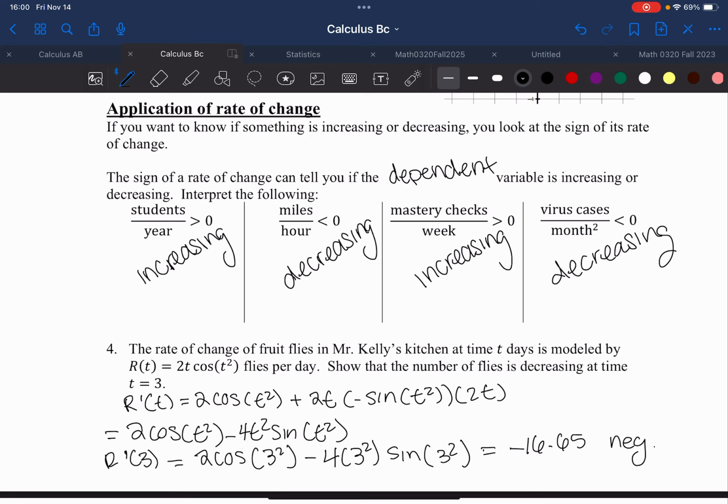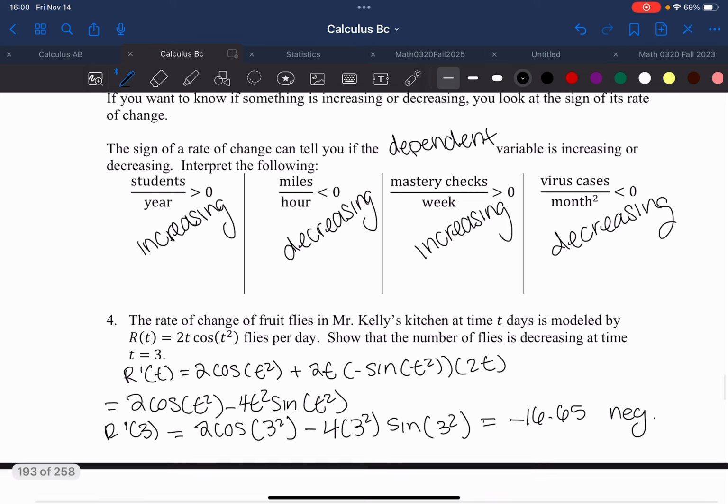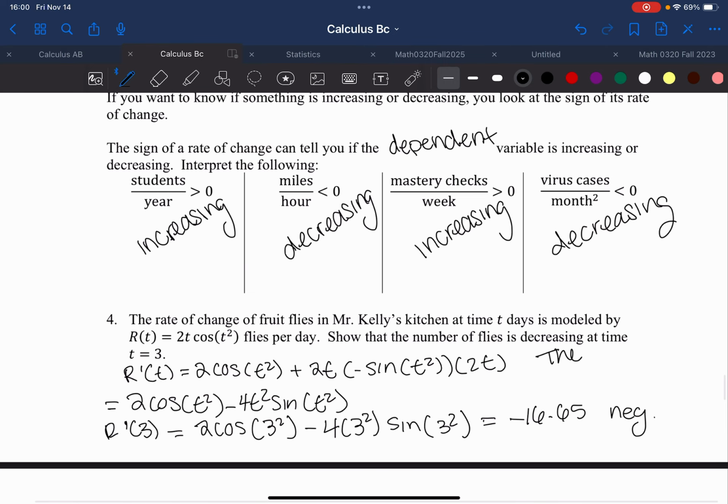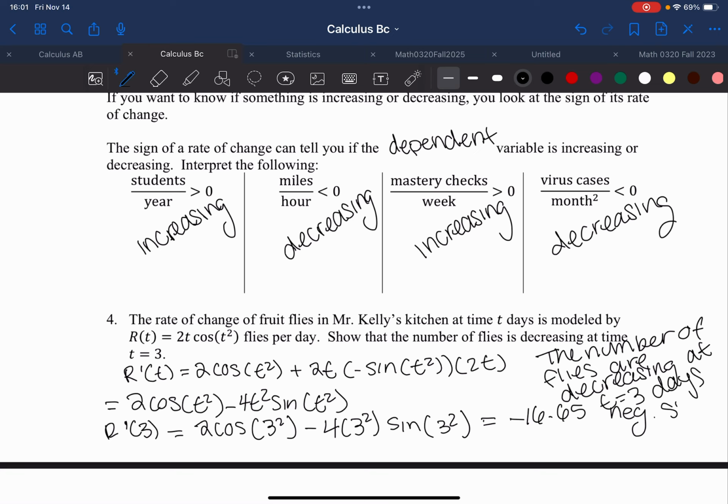Since it's negative, we can say that the number of flies are decreasing at time t equals 3 days. So the number of flies are decreasing at t equals 3 days since r prime of t is less than 0. And that would be our answer.